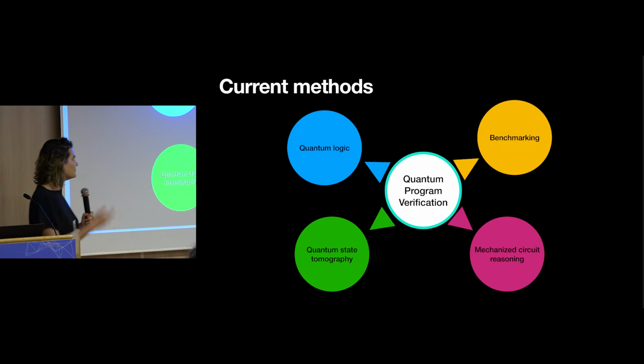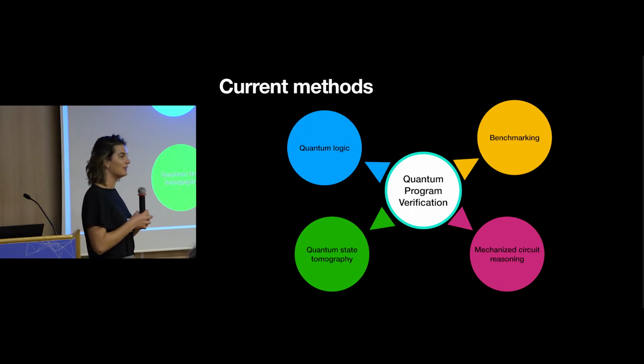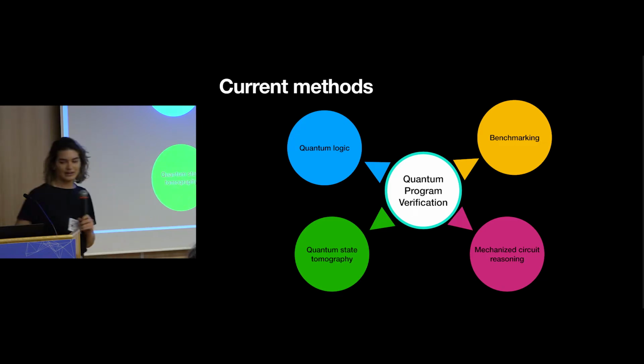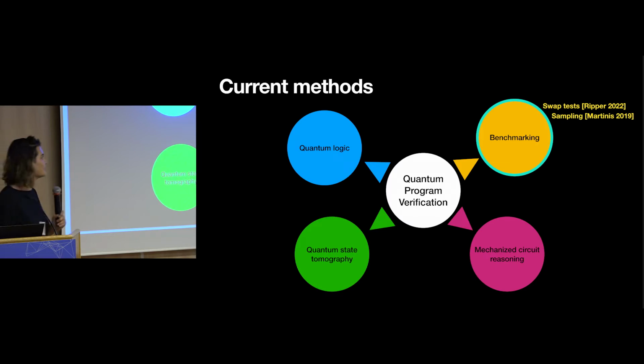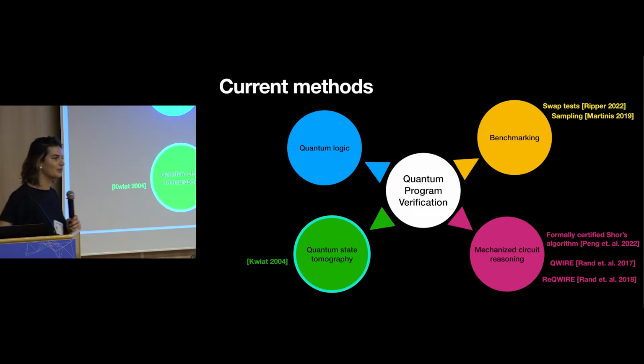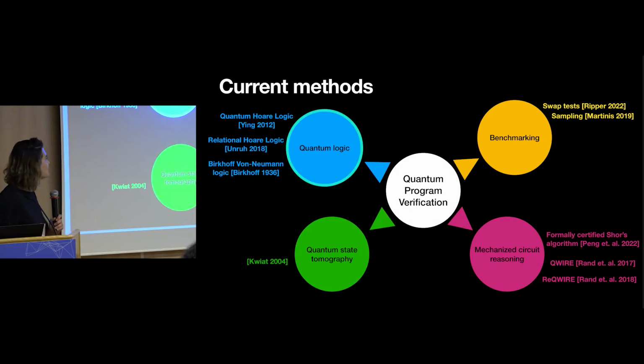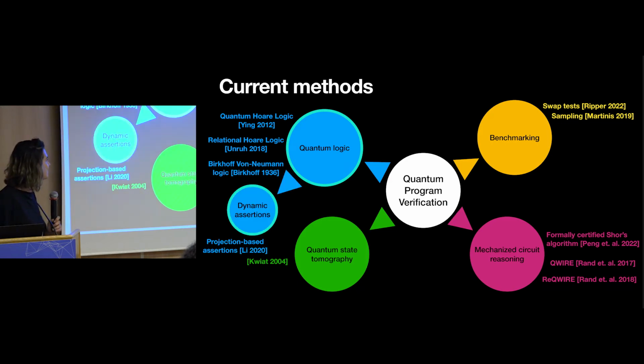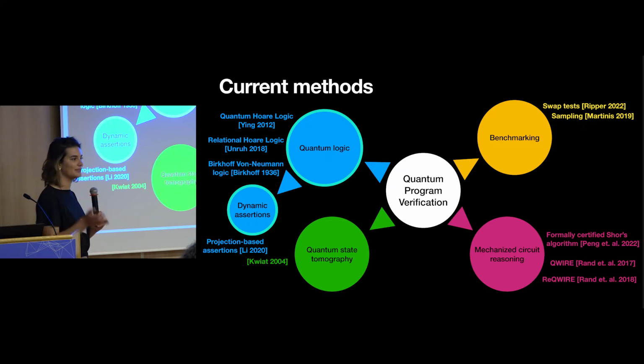There are a few different ways that I could go about this currently. I could try some sort of benchmarking method, such as swap tests or sampling my states. I could do a version of mechanized circuit reasoning, so static verification. I could do state tomography and learn the entire state. Or I could do some sort of logic-based reasoning, and there's been some work where these foundational logics give rise to dynamic assertions.